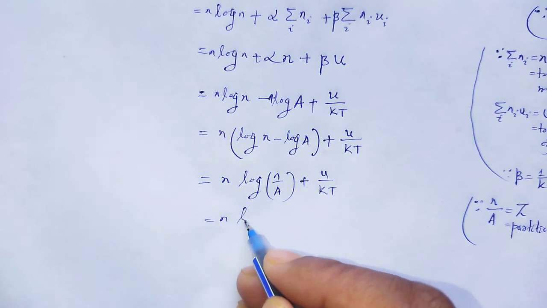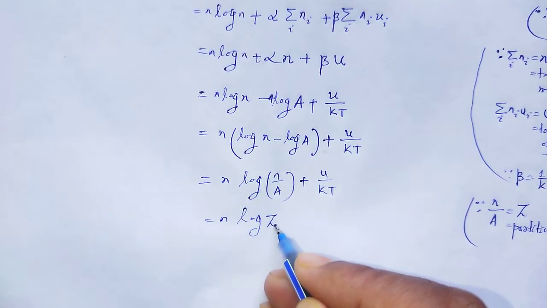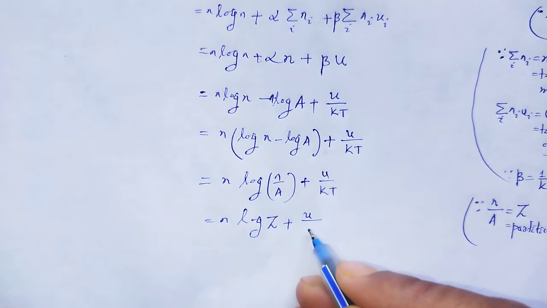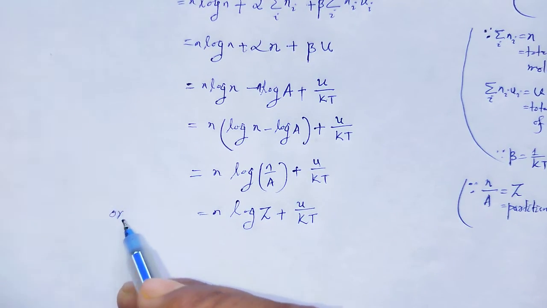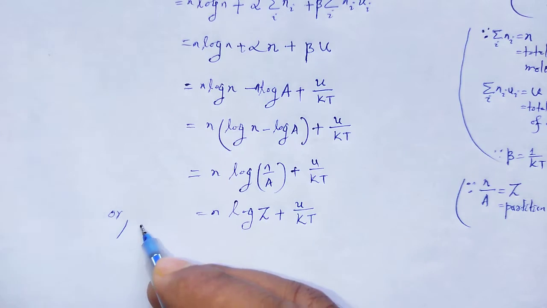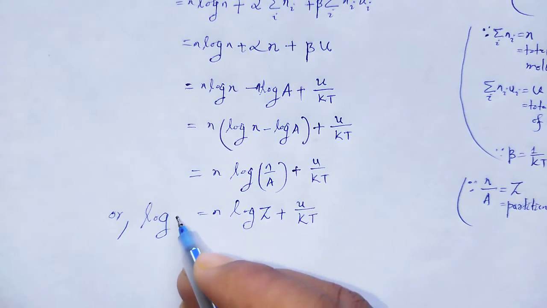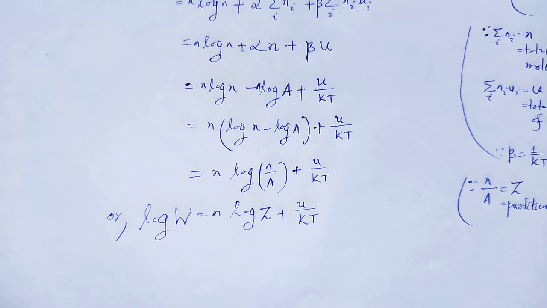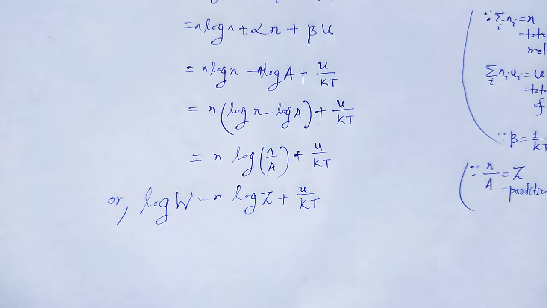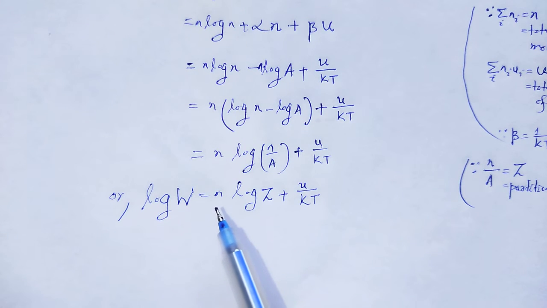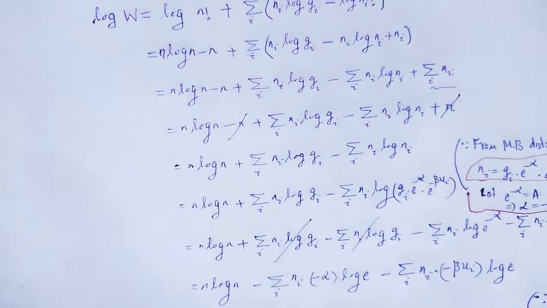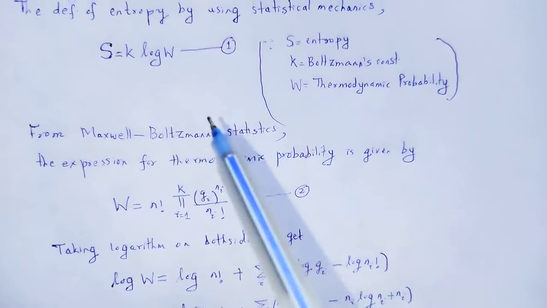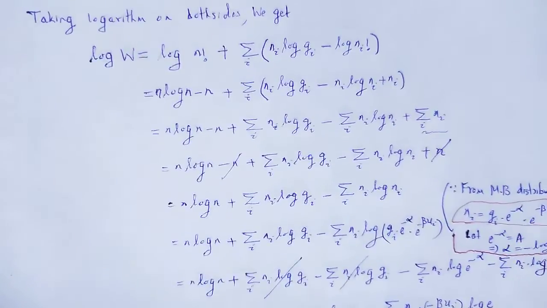That is n log z plus u by kt. This is the value of log w. Now we can put that value in equation number 1 in order to calculate the entropy.